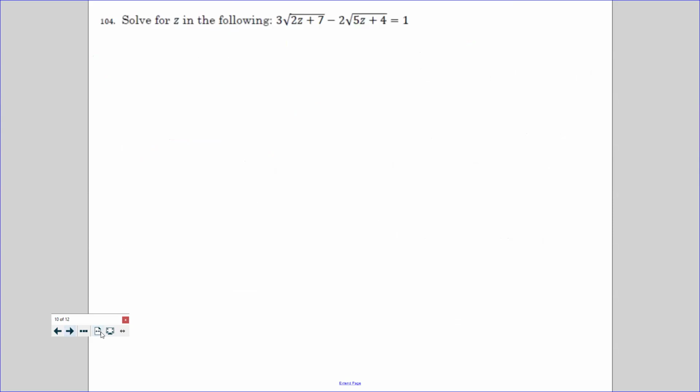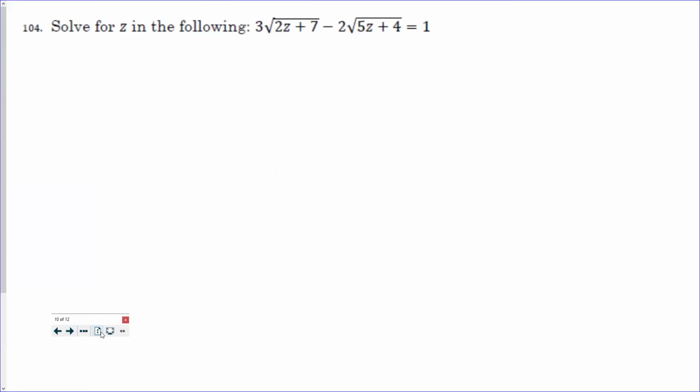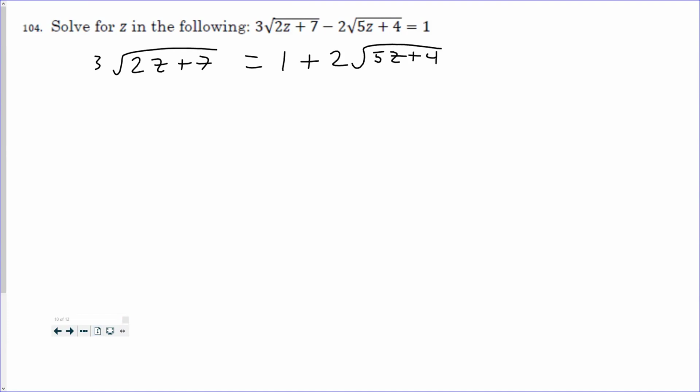All right. Number 10, solve for z in this problem. So we have something like this. What we're going to do is isolate each radical by itself. You're going to isolate one of the radicals by itself, and then square it and do the same thing again. So I'm going to add this 2 times the square root of 5z plus 4 to the right side. I have 3 times the square root of 2z plus 7 equals 1 plus 2 times the square root of 5z plus 4.